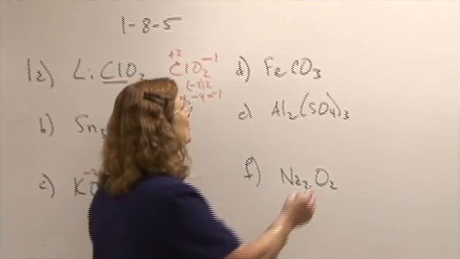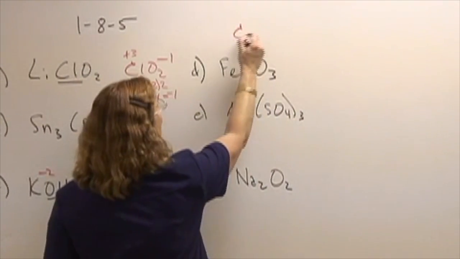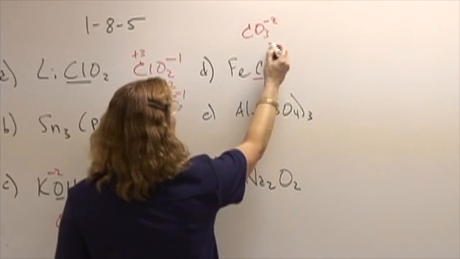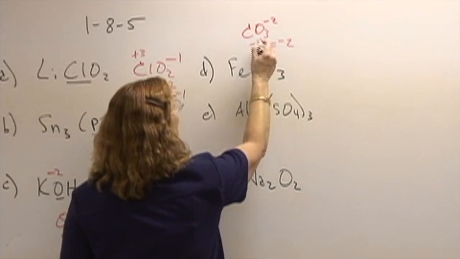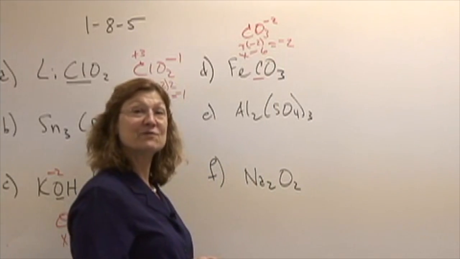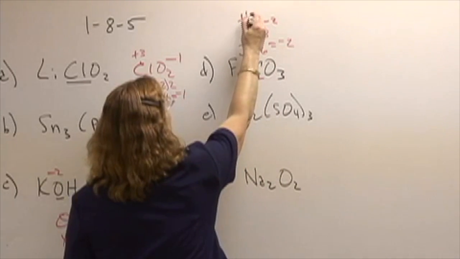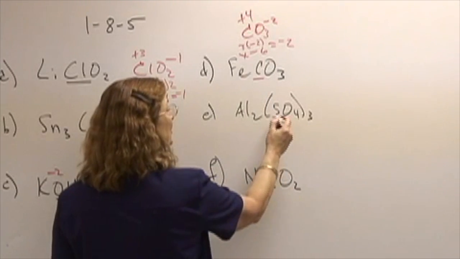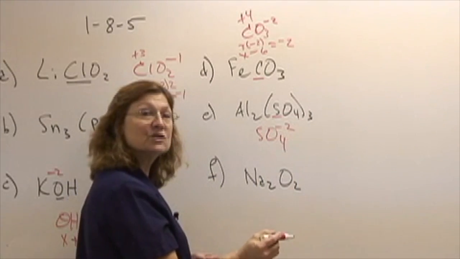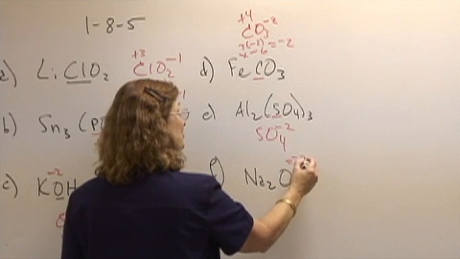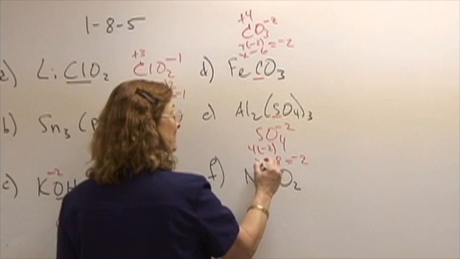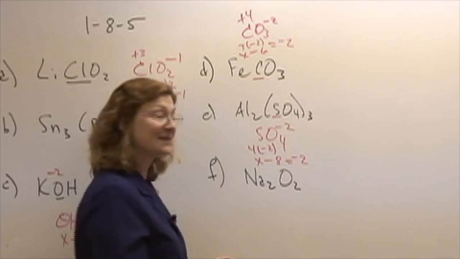Now in D, I'm looking for the carbon, so carbonate has an overall charge of -2. And oxygen is -2. There are 3 of them, and therefore carbon is +4. Sulfur in sulfate. Sulfate has an overall charge of -2. So I set my equation equal to -2. Oxygen is -2. There are 4 of them. That gives me a -8, and in this case, sulfur is +6.